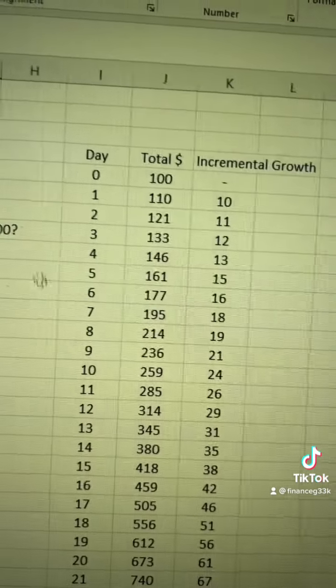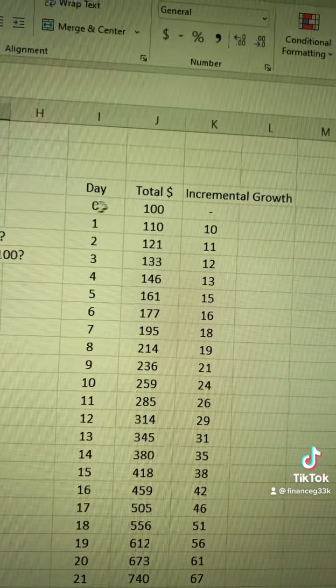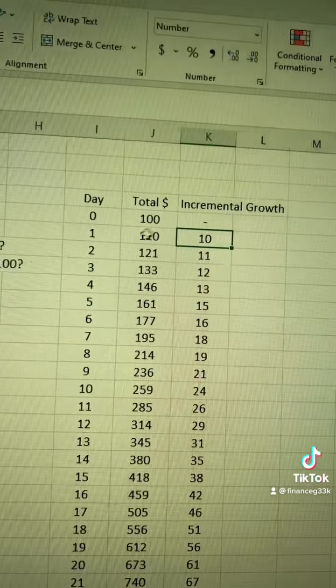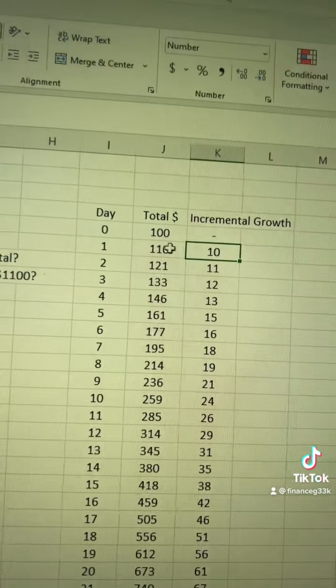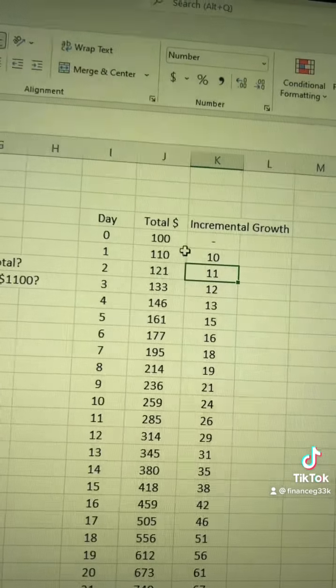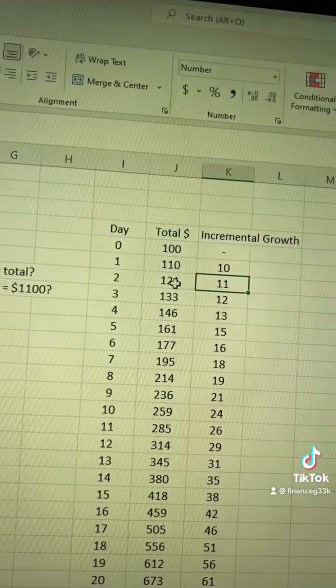So take a look here. This is just to show you the example. On day 0, you start with $100. After the first day, you will have $110, and the incremental growth here was $10, right? From 100 to 110. Now the next day you'd have 121 because you're calculating 10% of 110, which is 11, and 11 plus 110 is 121.